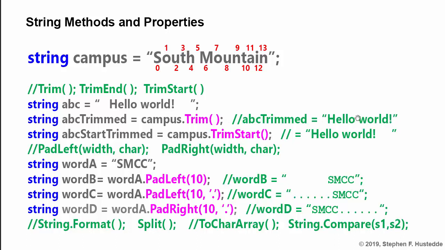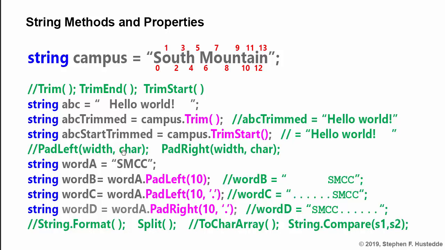It does not get rid of the space between the two words. It's only starting spaces and ending spaces. There's also a trim end and a trim start, which do exactly what they sound like. So here's string ABC start trimmed. So campus.trim start gets rid of the spaces before the string, so any preceding spaces, but it leaves the trailing spaces. And of course, trim end does the same thing. It would remove the trailing spaces, but leave the preceding spaces.